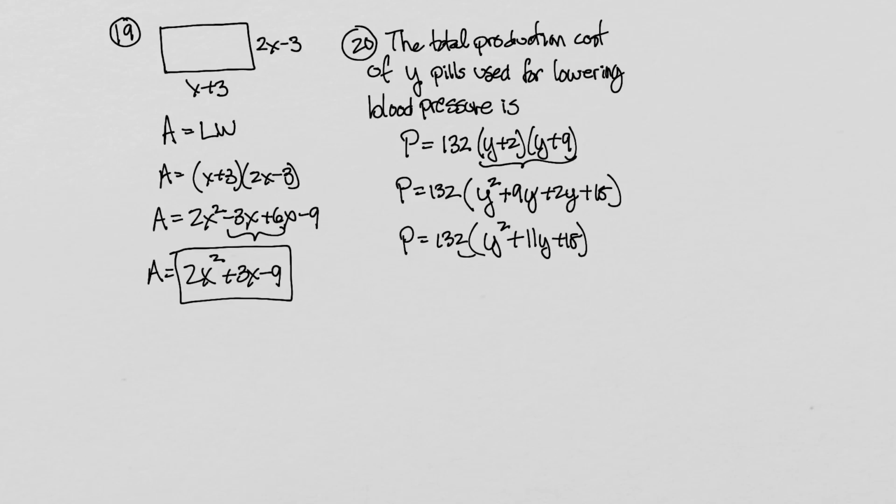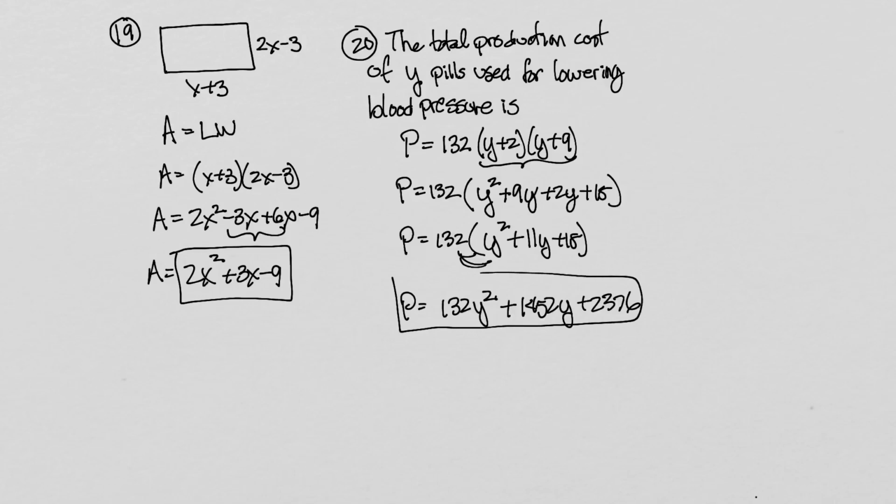And now with my calculator, I multiply through here. I'm going to get this. P is equal to 132y squared. And then 132 times 11 is 1452y. And 132 times 18 is 2376. There is our expression for the production cost.